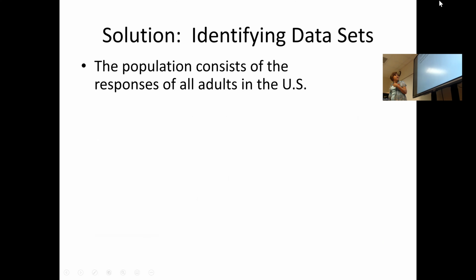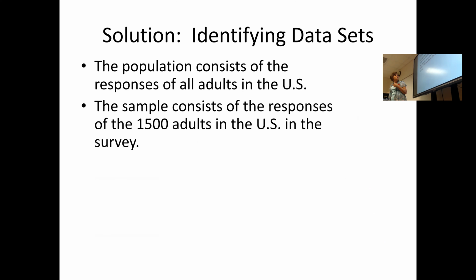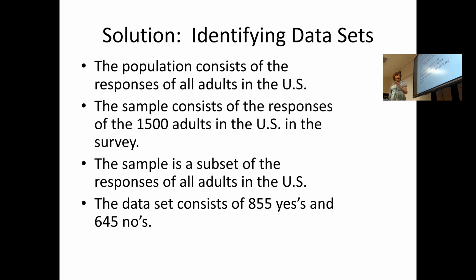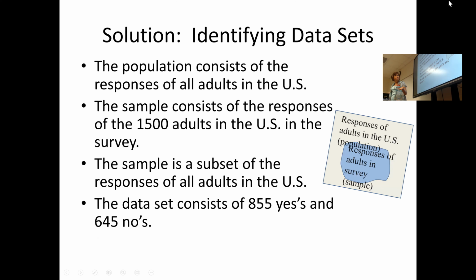Now, all the adults in the US would be the population. The sample would be the 1,500 in the survey. That means the sample is called a subset of the population. When you take just a small amount out of the entire population, that's a subset, and that's what we use as a sample. And then the data itself is how many said yes and how many said no. So 855 said yes and 645 said no, to the question.